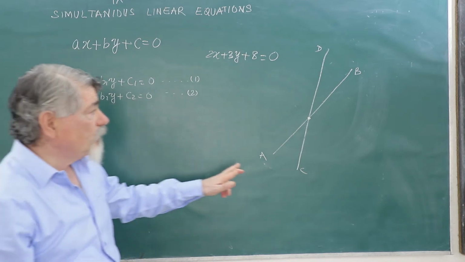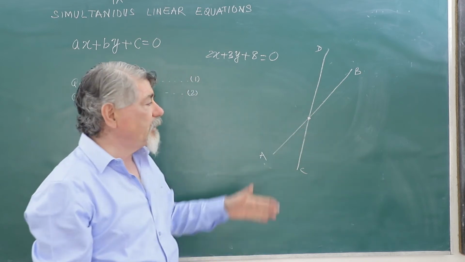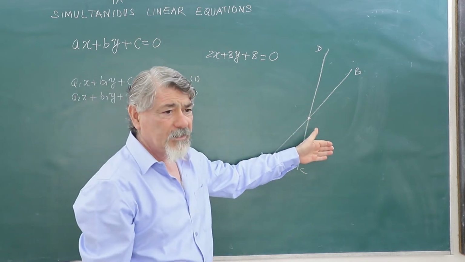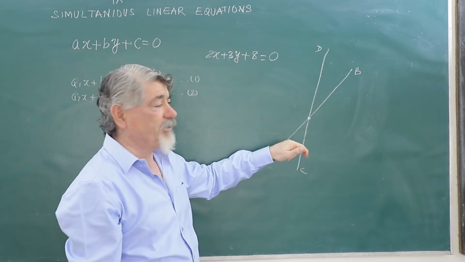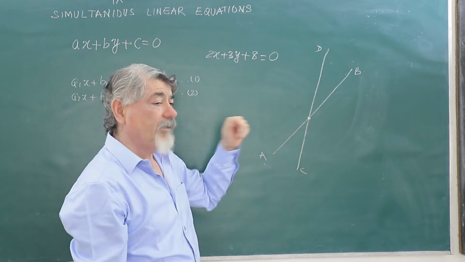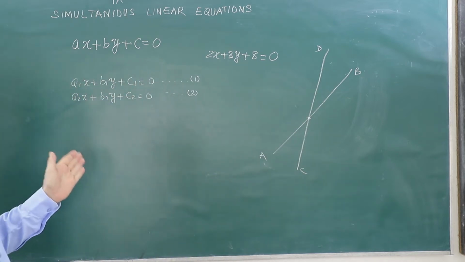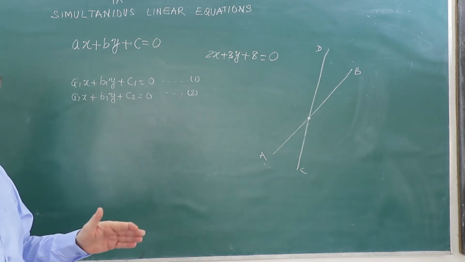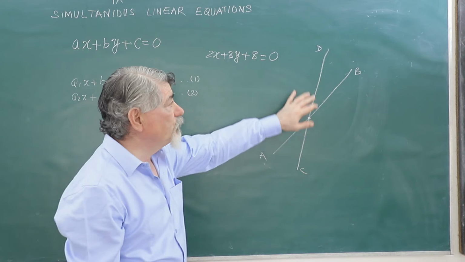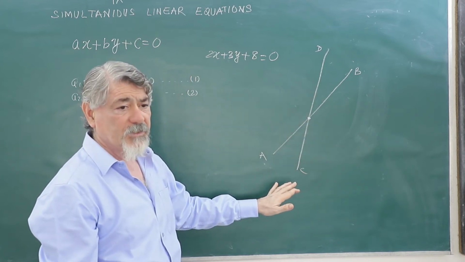But if they are going to have a common solution, if they are going to cut each other, they may be parallel to each other. But if they are not parallel to each other, then they are definitely going to cut each other, and then they will have one value of x and one value of y, which will satisfy both these linear equations, and that is called the solution for simultaneous equations.